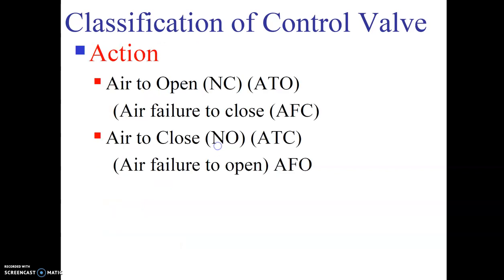Now, based on the action, we have air to open and air to close, which we have already seen. When I say air to open, it is air failure to close. Suppose if through the control valve steam is flowing and that steam is used for heating, then it should be air failure to close. In case if there is a cooling water which is passing through the control valve, it should be air failure to open. So if air fails and the control valve opens, the cooling continues.